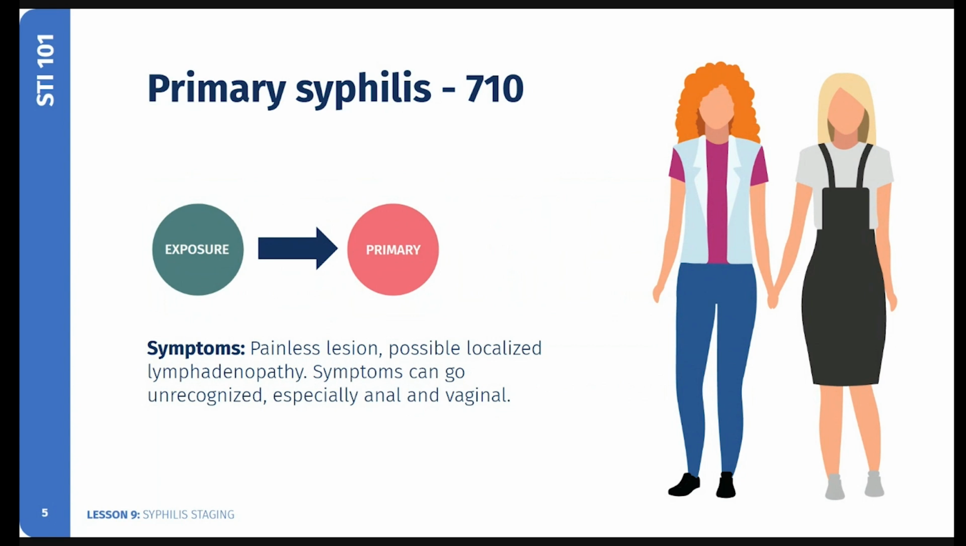Symptoms can easily go unrecognized, especially in receptive partners, because the lesion will appear at the site of infection, which would usually be the vaginal canal, rectum, and/or oral cavity in receptive partners. A primary syphilis case would be assigned the disease code of 710.